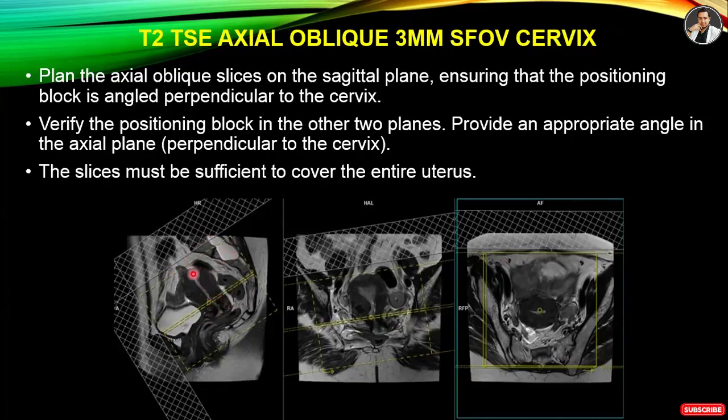We can see the uterus clearly. Then we will plan on this image. And what is in front of the uterus? The bladder.